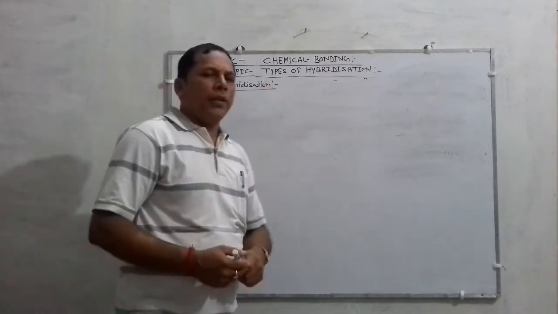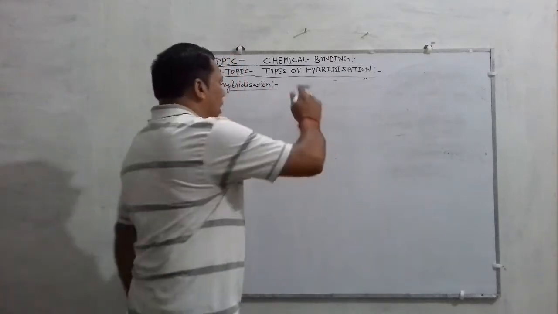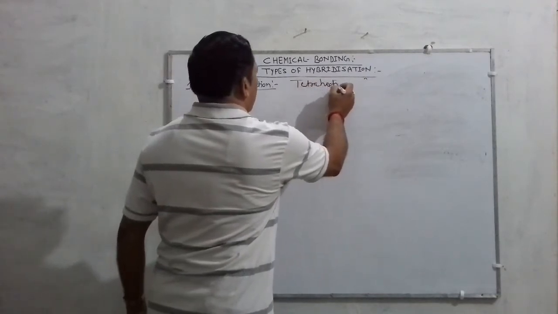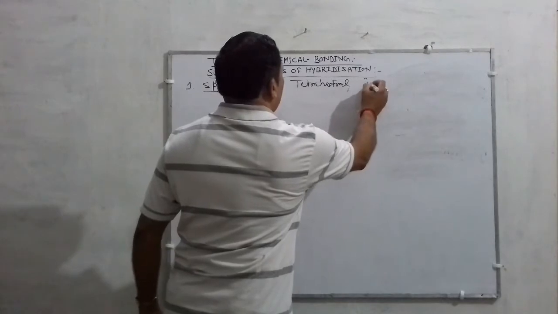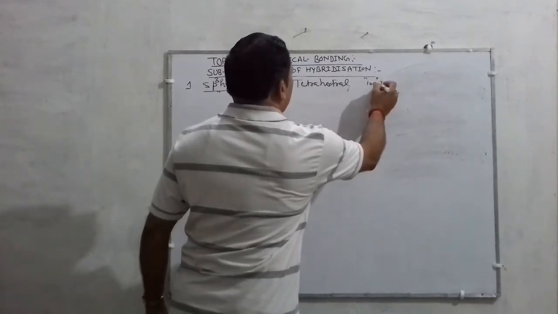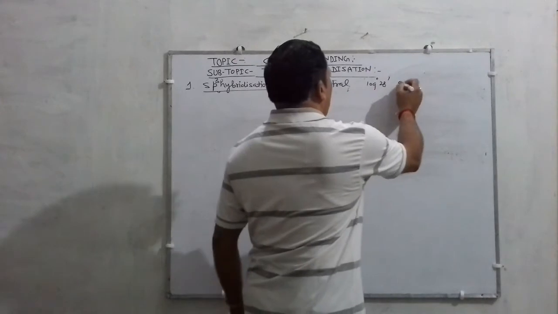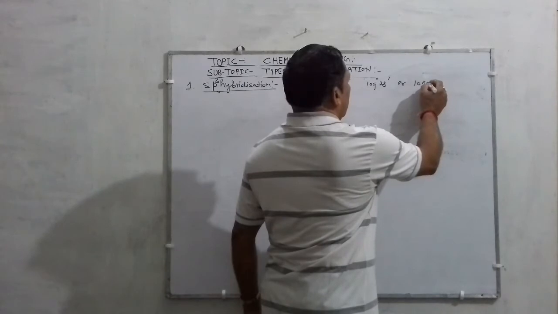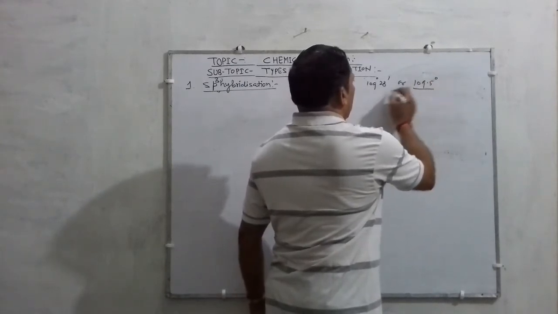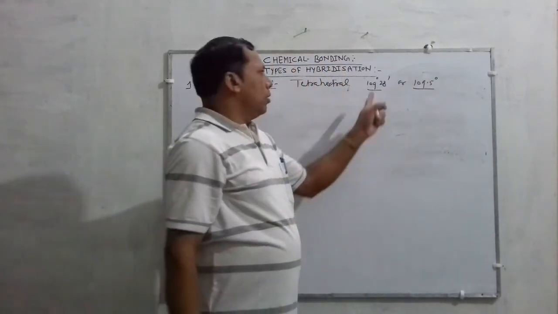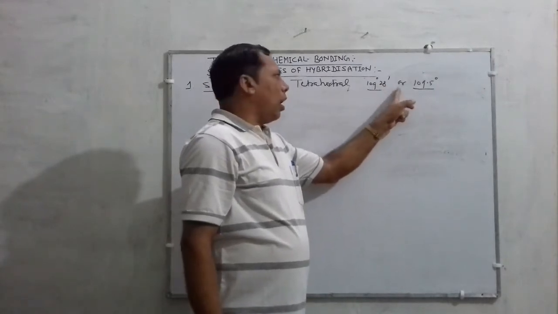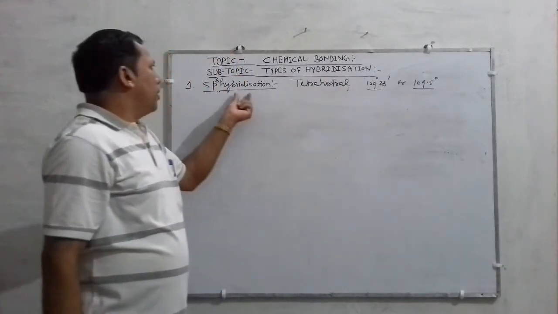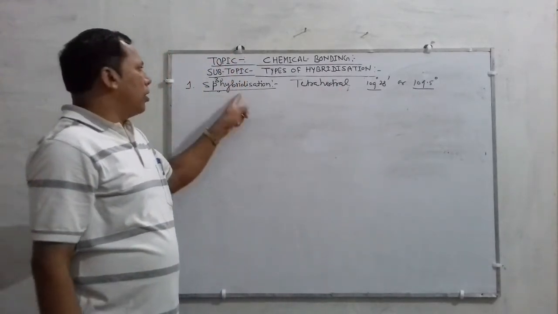In the case of sp3 hybridization, the geometry or structure of the molecule is tetrahedral and the bond angle is 109 degree 28 minute, or 109.5 degree. Both are correct. That is, 109 degree 28 minute or 109.5 degree is the angle which occurs in sp3 hybridization, and this hybridization can be represented as follows.